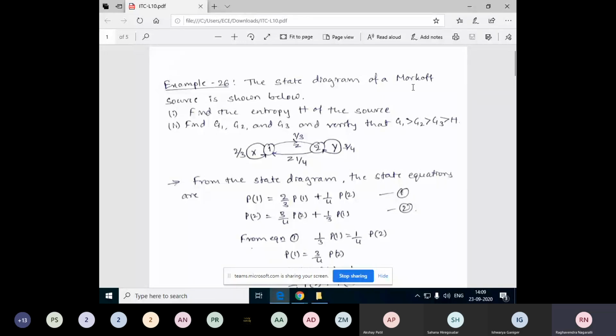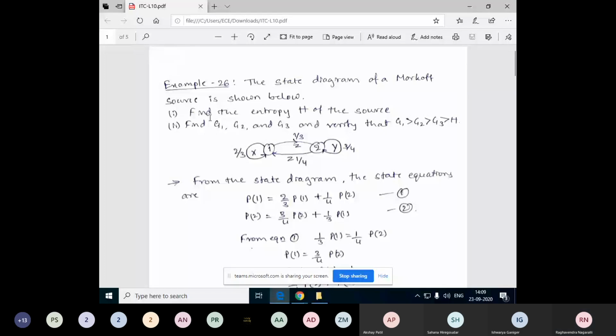The state diagram of a Markov source is shown below. So this is the state diagram. Find the entropy H of the source and find G1, G2 and G3 and verify that G1 is greater than G2, greater than G3, greater than H. So this H is the entropy of the source, not of the single state, but of the source.